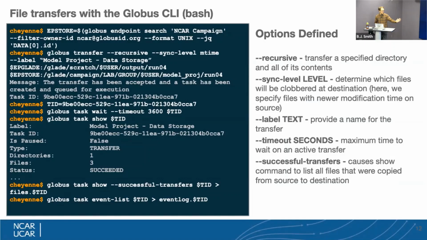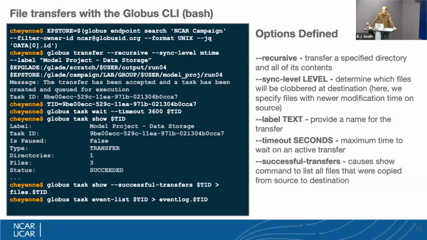Two other info commands that I think can be useful. So globus task show --successful-transfers with the transfer ID will give you a list of all the files that were copied. So you can get a roster of your transfer. And if it's a big transfer, that could be useful. And then this globus task event-list will give you that event log that you could get on the web interface as well. And here, again, I'm just redirecting the output to some files for later reference.